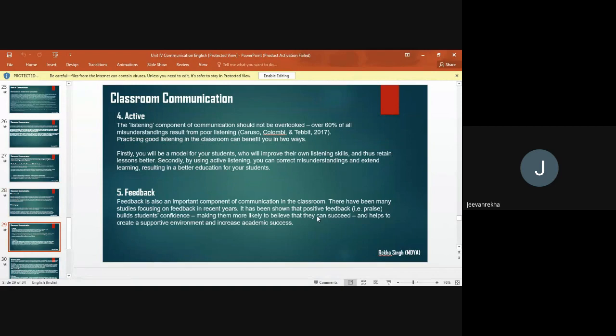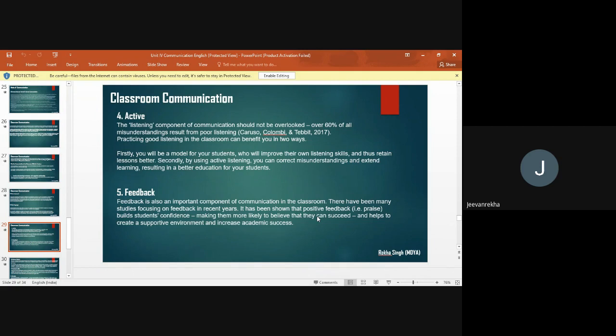The listening component of communication should not be overlooked. Over 60% of all misunderstandings result from poor listening. Sometimes we get poor results. Why? Because we are not good listeners, we are not good speakers, right? So practicing good listening in the classroom can benefit you in two ways. Firstly, you will be a model for your students. If you are a good listener, you are listening to everything from your students, right?